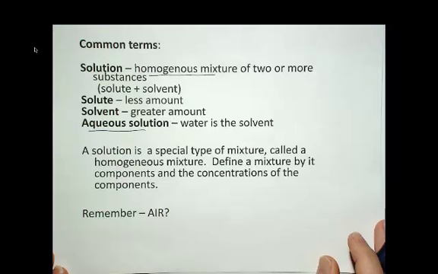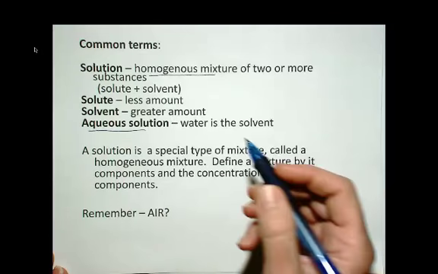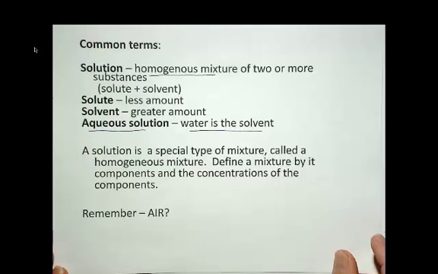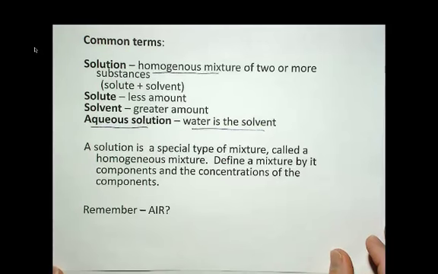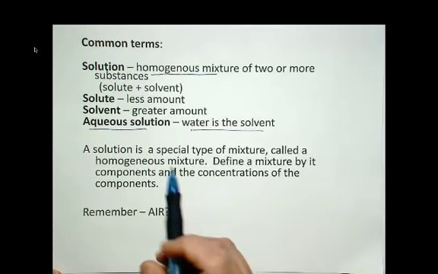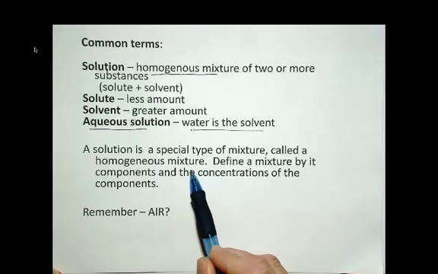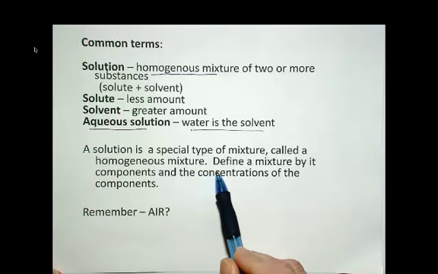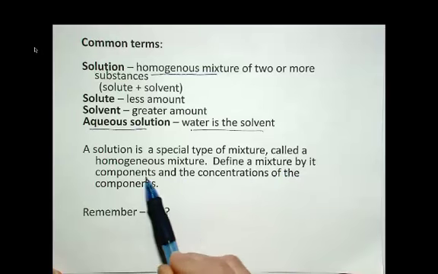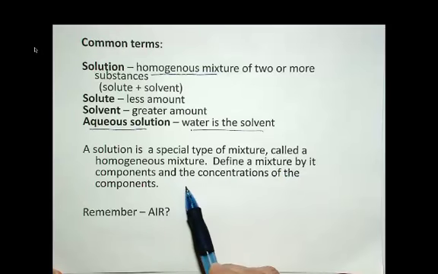So we're going to be talking about aqueous solutions here because we're talking about water and the different types of things that will dissolve in water and the concentrations of those things. So again, a solution is just a special type of mixture called a homogeneous mixture. And remember, you define the mixture by its components and the concentration of the components.